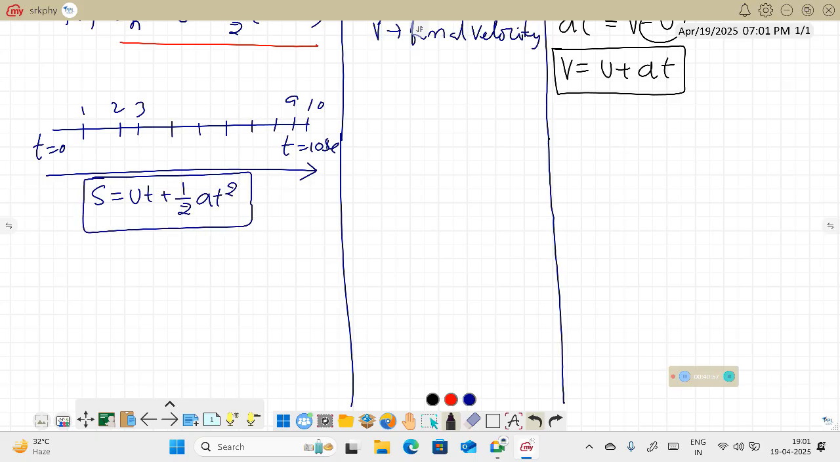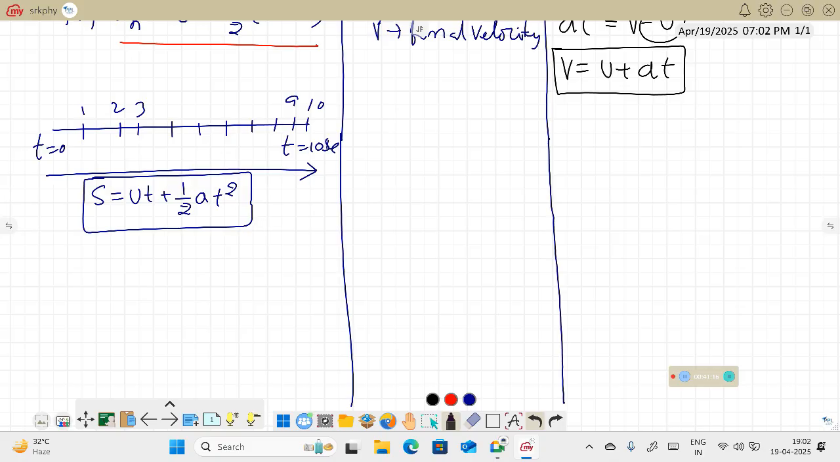Understand? Half a t square. Half a t square formula I've just written now, just before. No, not that one, sir.